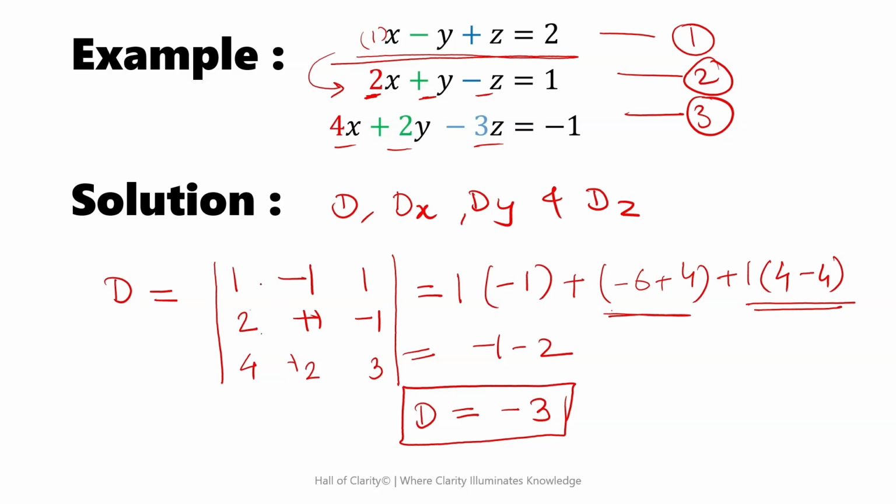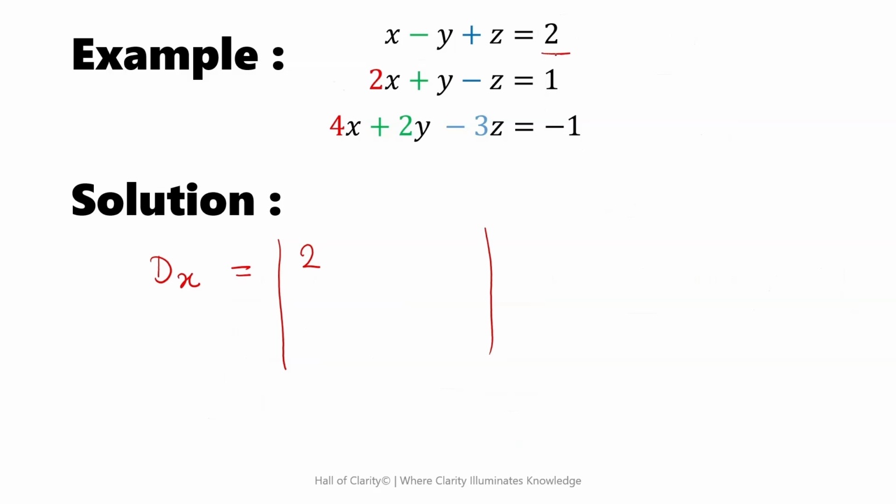In order to find the value of dx, we replace the column of coefficients of x in determinant d with the respective constants. So after replacing this, what we will get? Constant of first equation is 2, second is 1 and third is minus 1. So I will write it as 2 for row number 1, 1 for row number 2 and minus 1 for row number 3. And then coefficients of y and z will be written as it is.